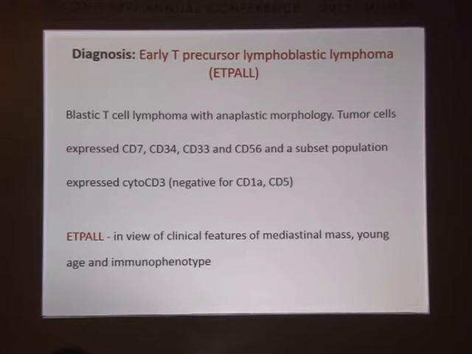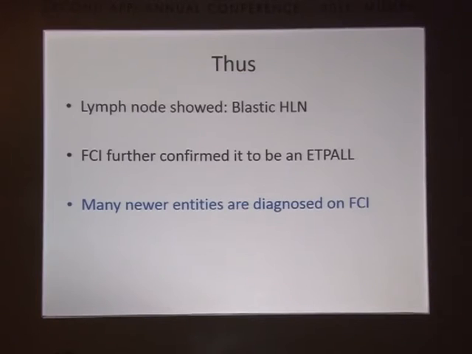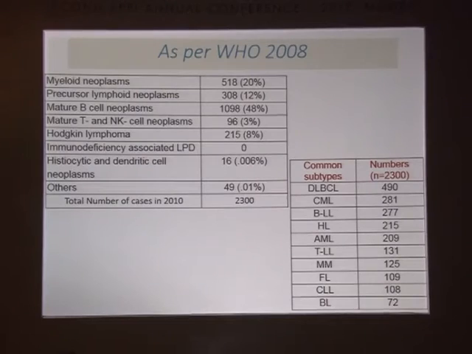So many of these cases in our lab, I have signed it out as AMLs unclassifiable or stem cell leukemias. But now this is a new entity called early T precursor ALL. This is a very bad disease. I think this is Indian data. Thank you very much.